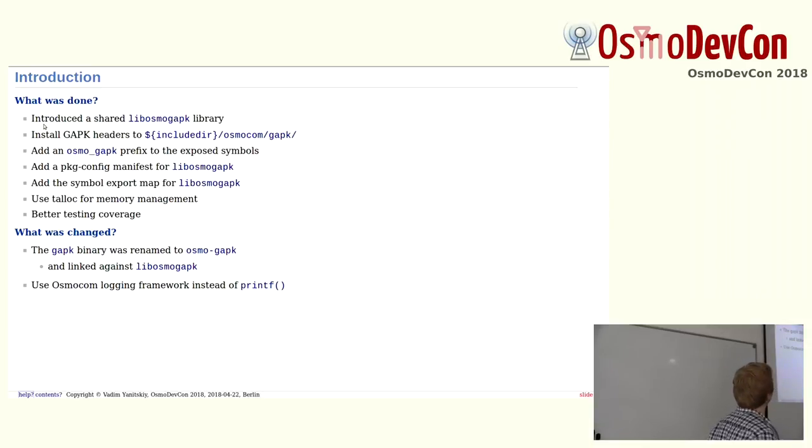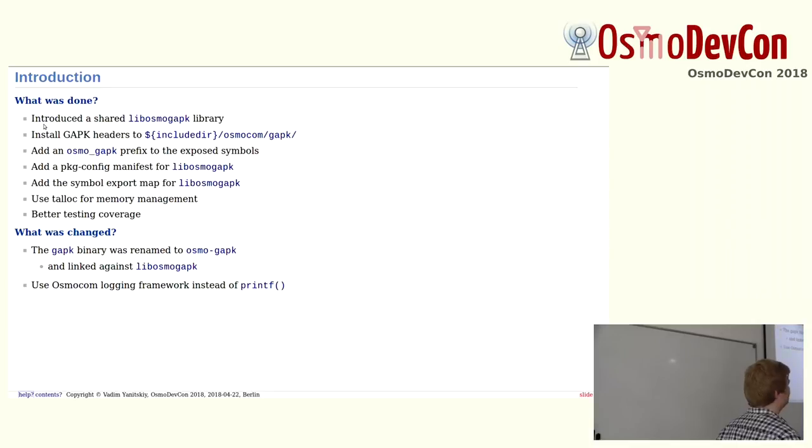We did some work to put headers in common for Osmocom projects location. There is a separate directory, Osmocom JPK. All exported symbols have the Osmo JPK prefix now. It's a requirement. We have a package config manifest, so you can easily compile your programs together and link against this library.